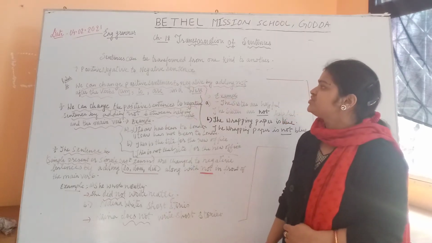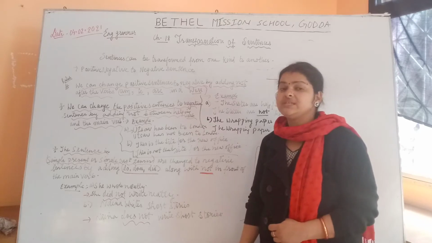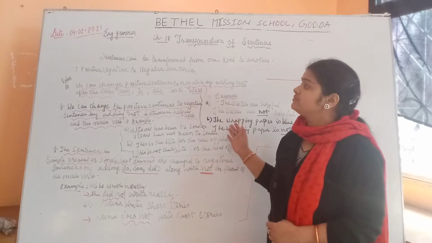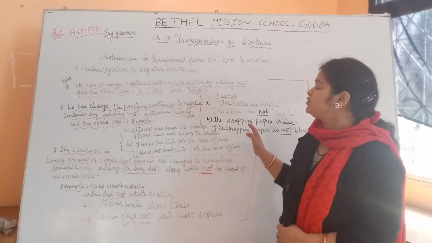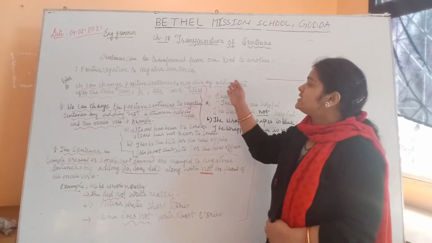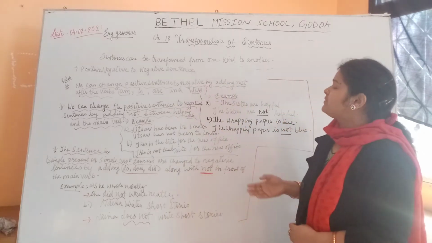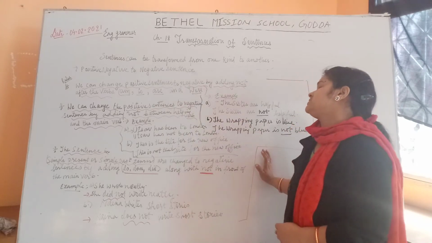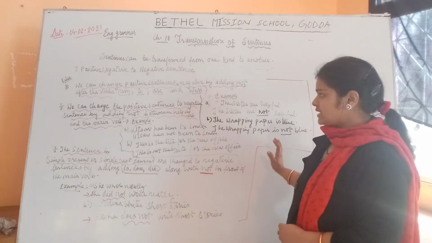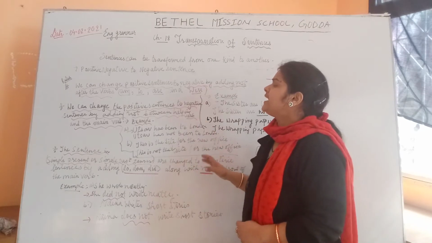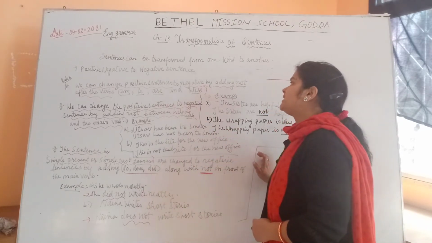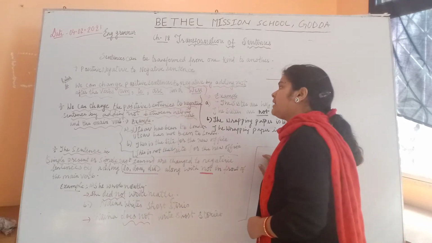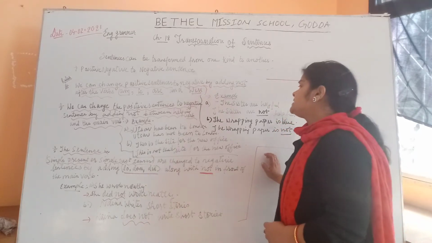But today in this chapter we will be learning how to change a positive sentence into a negative one. There are certain rules we will follow to change the sentences. Sentences can be transformed from one kind to another. Rule number 1: we can change a positive sentence to negative by adding not after the verbs am, is, are, was and were. Let us see some examples.